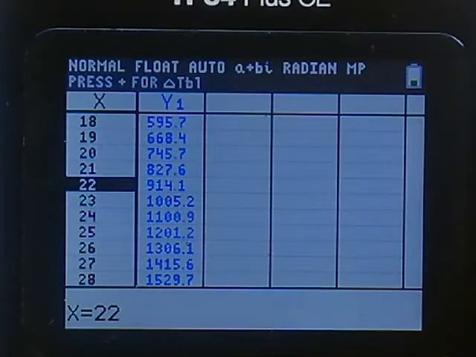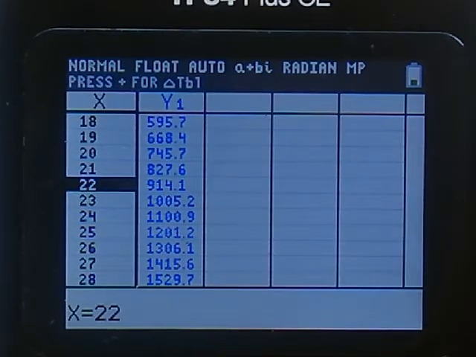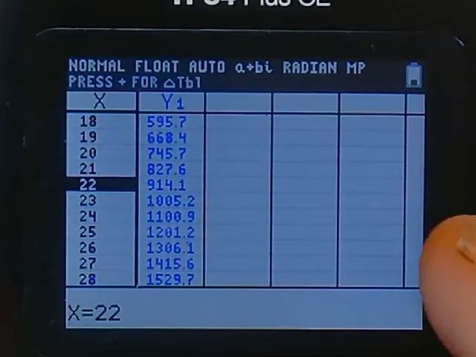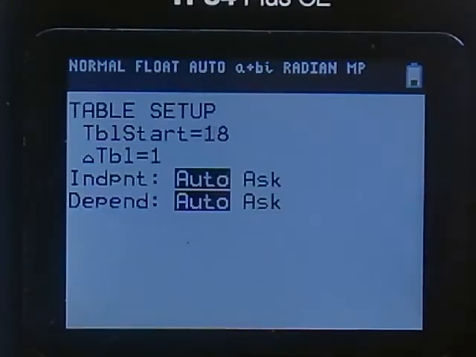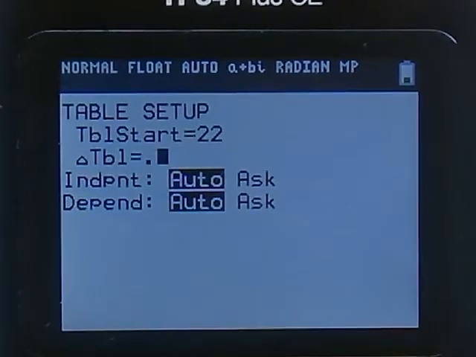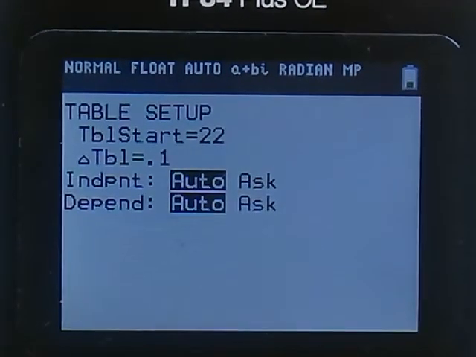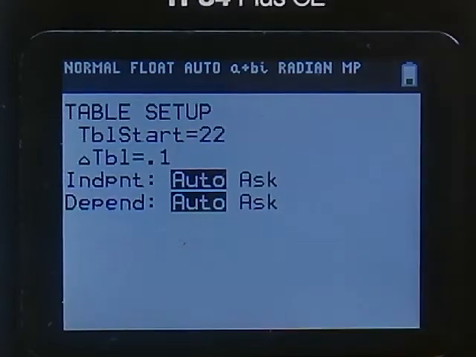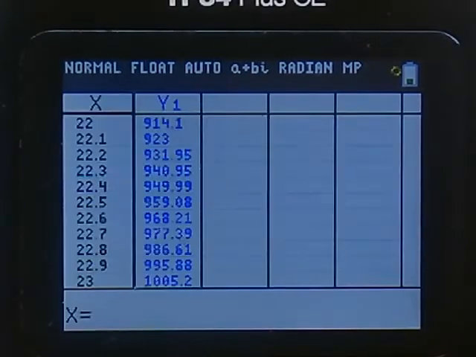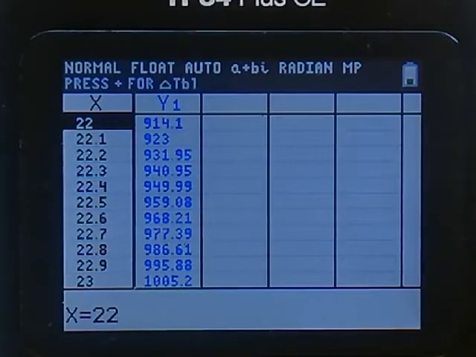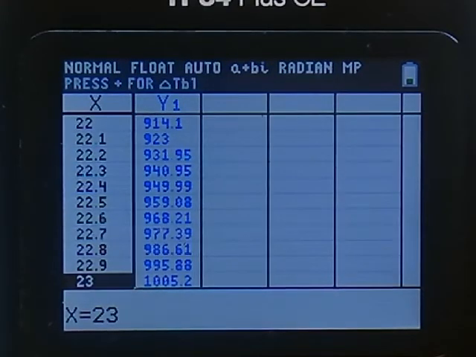So let's reset our table to start at 22. Okay, so I'm going to reset the table and start at 22, and instead, we're going to go by 0.1s. We're just changing the amount that it increments, that it moves up. Let's see what the table says. So if we start at 22, it looks like it's exceeding 1,000 just before 23.